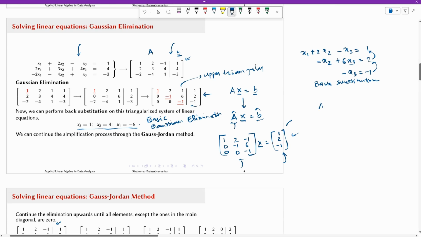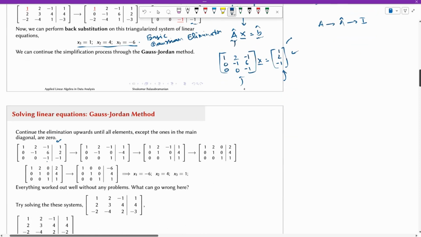So I said we go from A to A cap to I. You can scale the pivots later or early on. So let's do it further. That's what I've written down here.